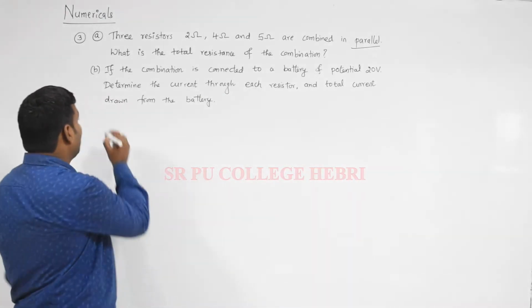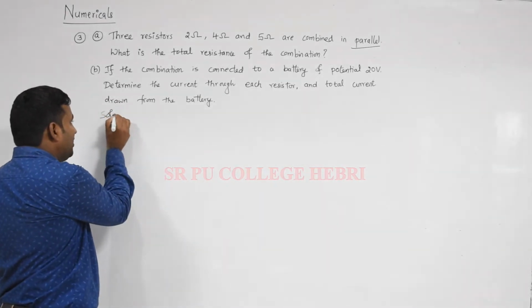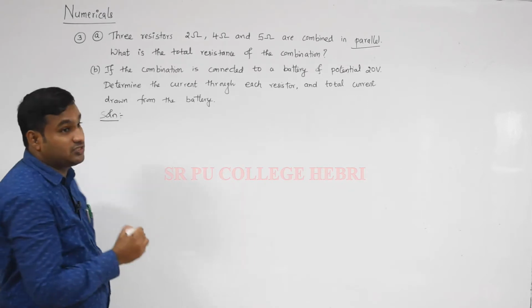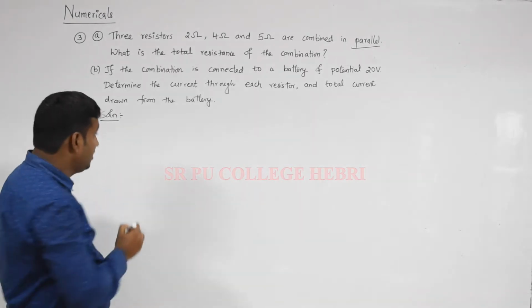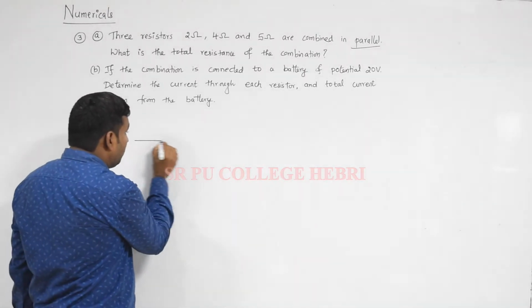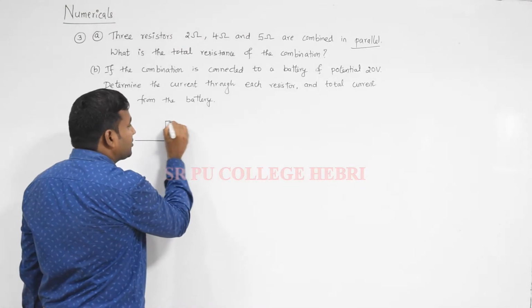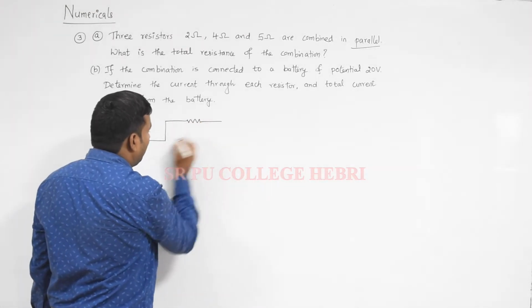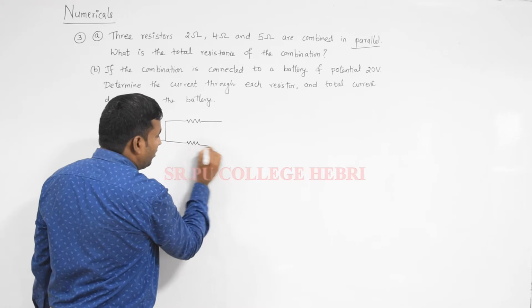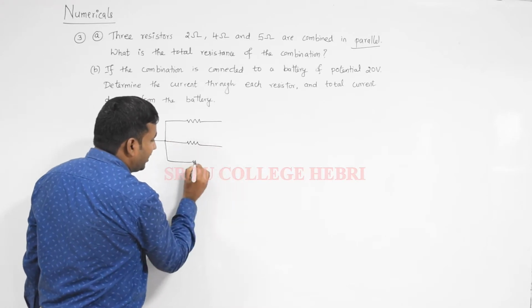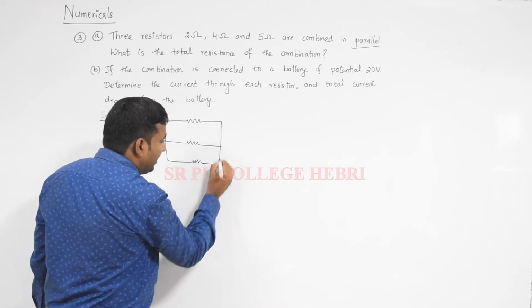We'll go to the solution part of this question. In case of solution, first we see the circuit. We draw the circuit. How many resistors are given here? 3 resistors are given. These 3 resistors are connected in the form of parallel like this. The 3 resistors are connected in parallel combination. It should be like this.